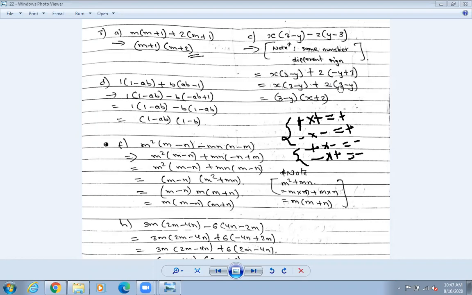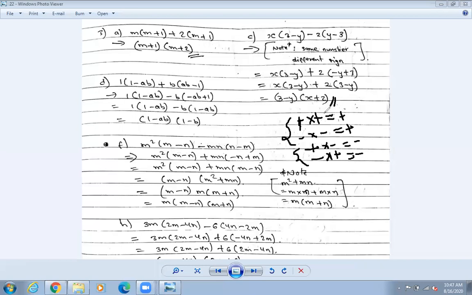So 3 minus y, 3 minus y. Now we got the same type of number over here. So y minus 3, y minus 3, they are common. Okay. Now what is left? Y plus 2 is left, y plus 2. So in this way, we will get our beautiful answer.